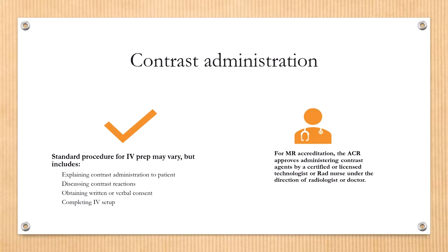So standard procedure for IV prep may include things like telling the patient what you're giving them, how it's going to feel when it's injected, what kinds of reactions to look for, so that if they feel something different, they're letting you know. Always make sure you get written or verbal consent for contrast administration, and always make sure that you complete your IV setup, if you can, prior to bringing the patient into the room. And then, of course, as a review, we have to make sure that there is a radiologist present or a doctor. But it's not just us who can inject. A radiology nurse can also inject the patient with contrast.